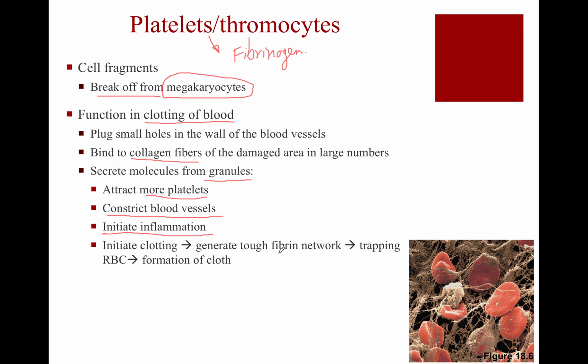They generate a tough protein fiber network called the fibrin network. As you can see here, they are going to trap your red blood cells. You can see right here, these are the fibrin network, and these are your red blood cells. And the combination of these protein fibers and your red blood cells is basically what we identify as a blood clot.